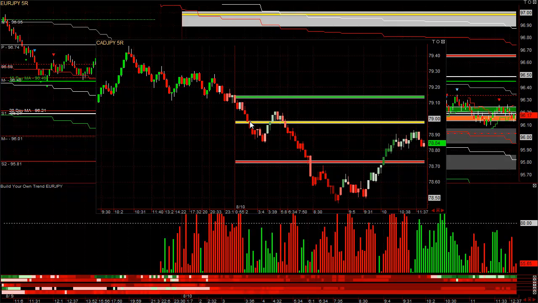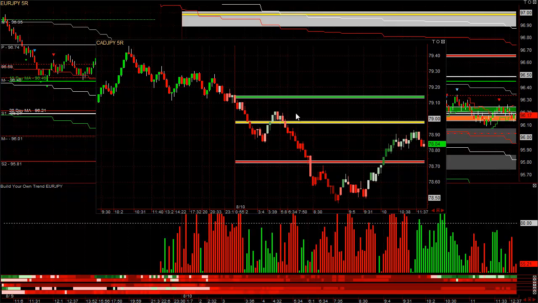And it didn't find support. There's no one buying here. So, when it came back up again and came back down, you go short and you ride it all the way down. You made 50 pips on this. Or you got out of it right here and made 20, 25 pips while risking 10 pips.